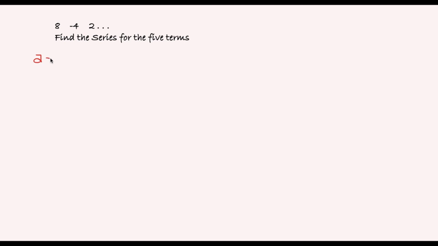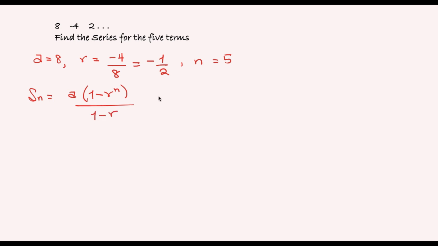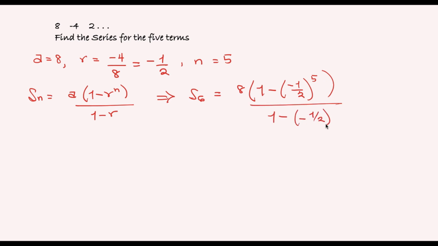Now here we have that our a is equal to 8, and our r is equal to minus 4 divided by 8, which is equal to minus half. And here our n is equal to 5, because we're looking for the series of the first 5 terms. Now Sn, don't forget, is equal to a into 1 minus r raised to power n, divided by 1 minus r. So here we have that S5 is equal to 8 into 1 minus, our r is minus half, raised to power n, which is equal to 5, divided by 1 minus minus half.